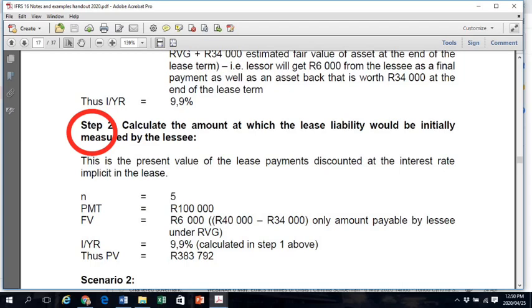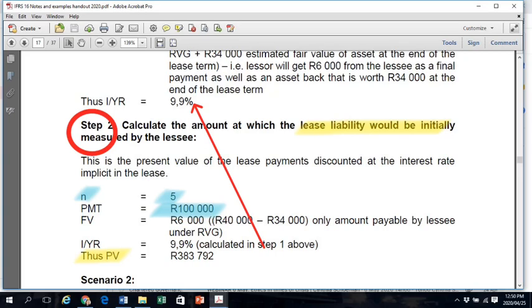Step 2 under scenario 1 would now be to calculate the amount at which the lease liability would initially be measured. So we have to now calculate the present value of this lease liability. Your variables will be as follows. You have the same N as what we've used in step 1, being the non-cancelable period, the same payment as R100,000 payable annually in arrears. Now you have to use the interest rate that you've just calculated above in step 1 as your interest rate variable, being the interest rate implicit in the lease.